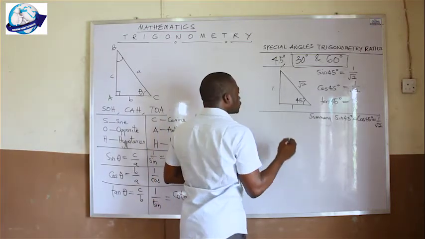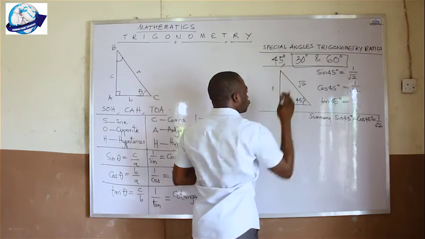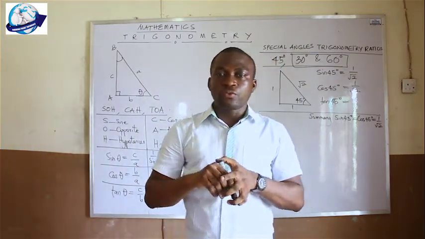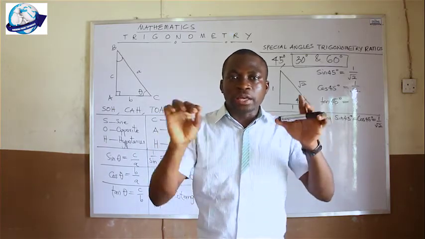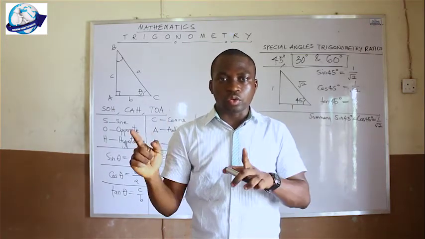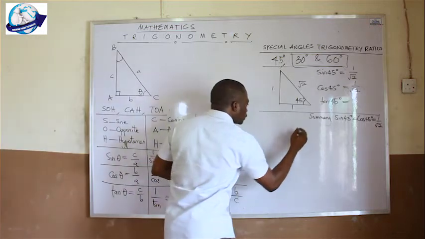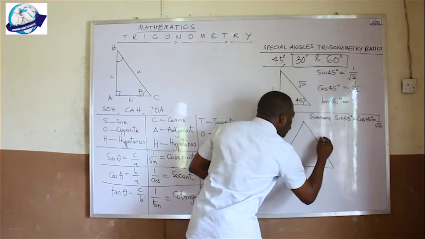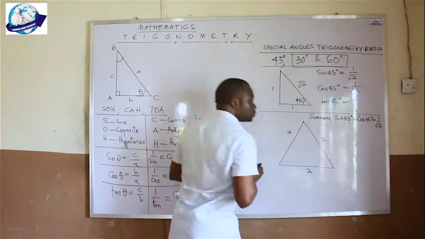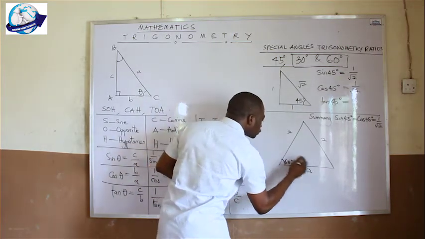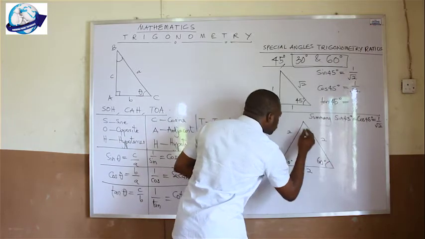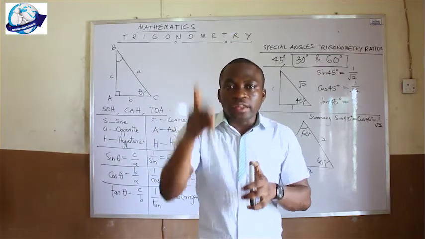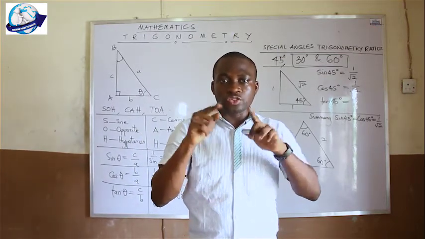Now, what are the special angles? Let us see if we can derive them. I will help you out here. In getting your 30 degrees and 60 degrees, you can get it from your equilateral triangle. Take an equilateral triangle like this, where all sides are 2 and all angles are 60 degrees. Let's assume that we want to divide the equilateral triangle.